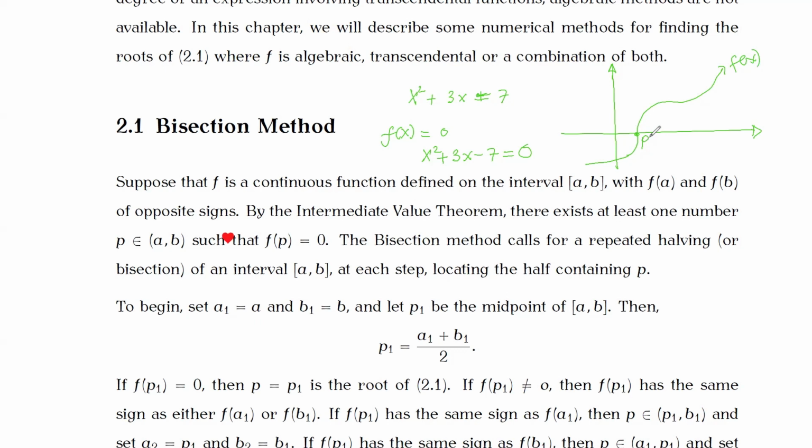This root can be found by the first method we have here, called the bisection method. We first need to identify the interval where this root lies. The interval can be, let's say, from A to B. We are looking for the root in this interval, from A to B. The root is somewhere within this interval. We're going to use iterative methods to approximate this root in this interval. This is what the bisection method involves.